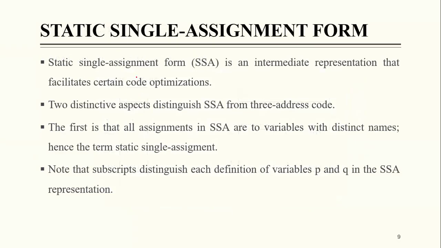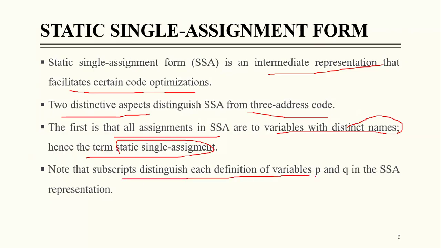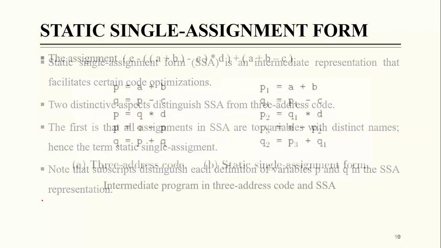The next one is static single assignment form. It is an intermediate representation that facilitates certain code optimization. Two distinctive aspects distinguish the SSA, that is static single assignment form, from the three address code. First, all assignments in SSA are to variables with distinct names. Hence, the term static single assignment. Note that the subscripts distinguish each definition of variables P and Q in the following example. I'll tell you later. In this static single assignment form representation, we just consider the example.